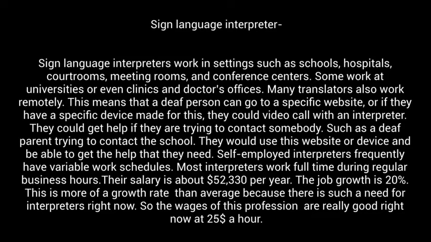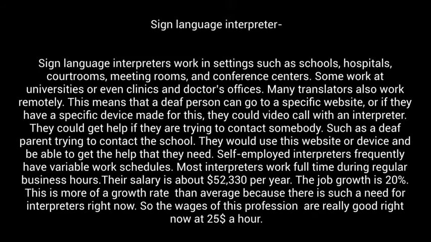Sign language interpreters. Sign language interpreters work in settings such as schools, hospitals, courtrooms, meeting rooms, and conference centers. Some work in universities or even clinics and doctors' offices. Many translators also work remotely. This means that a deaf person can go to a specific website, or they may have a specific device made for this. They could video call with an interpreter. They could get help if they are trying to contact somebody, such as a deaf parent trying to contact the school. They would use this website or device and be able to get the help that they need.